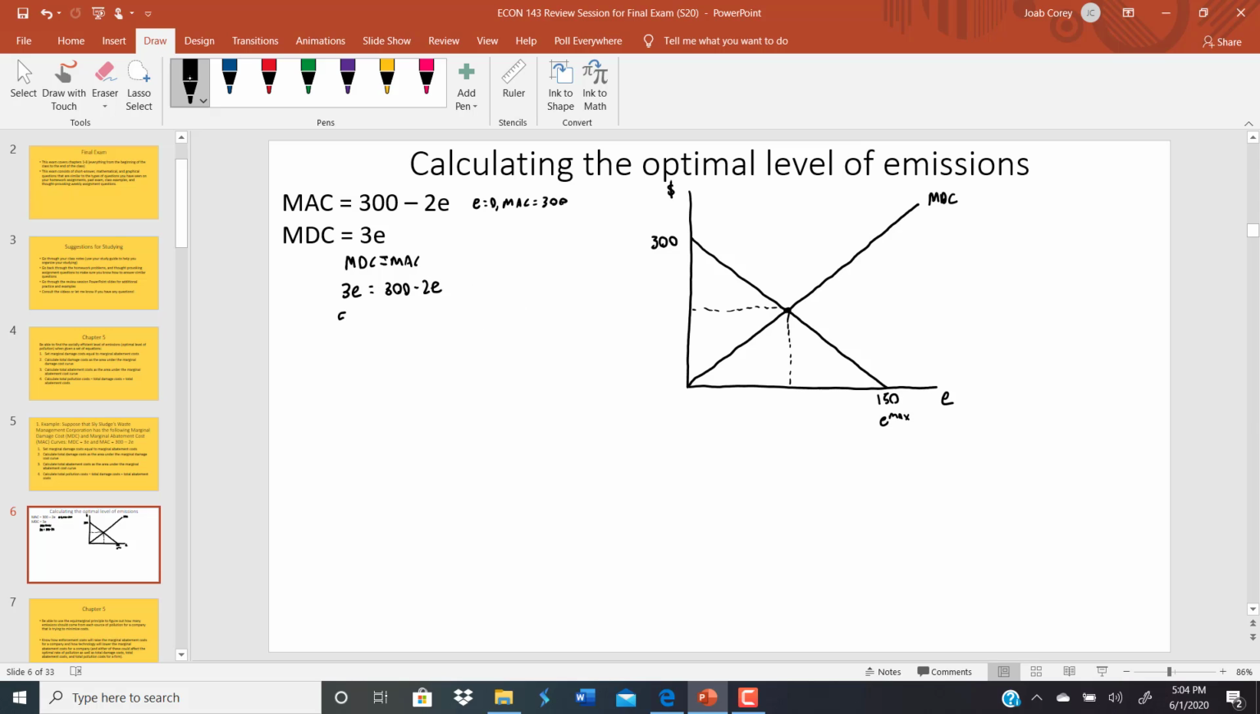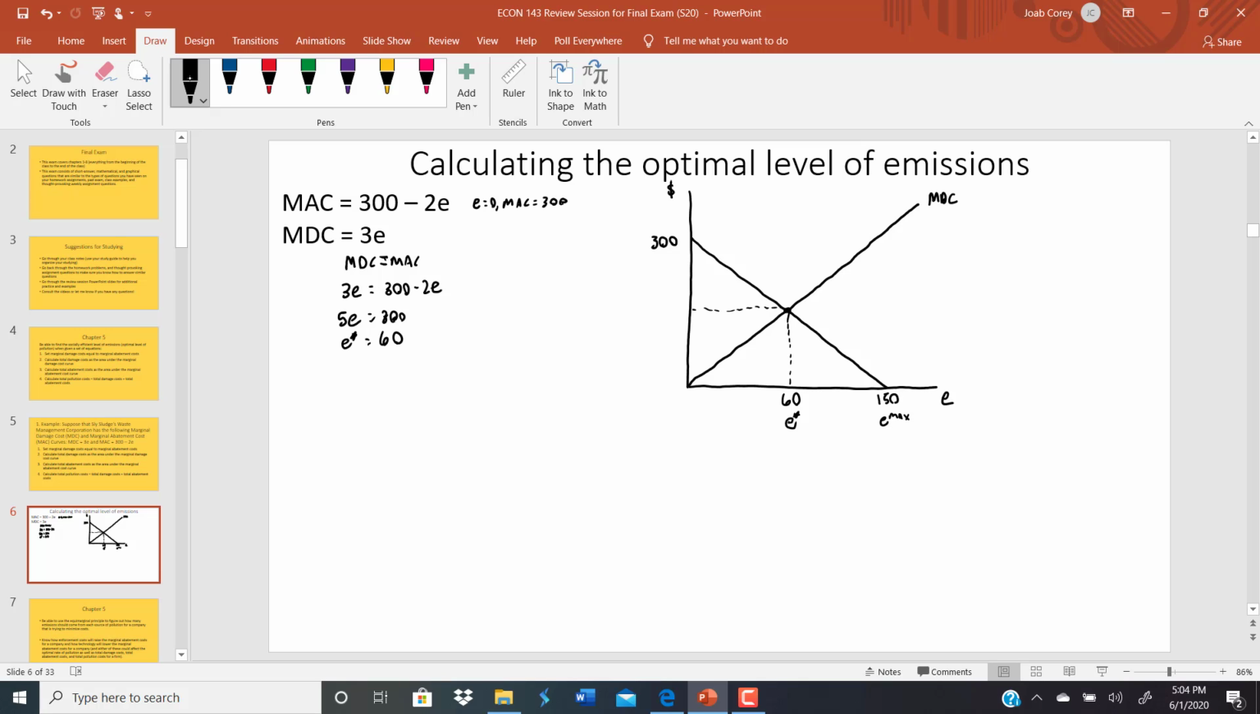So we can bring that 2E to the other side. So we got 5E is equal to 300. So that means that our E star is going to be equal to 60. So 60 is our optimal amount of emissions. Put 60 there. Again, that is our E star.